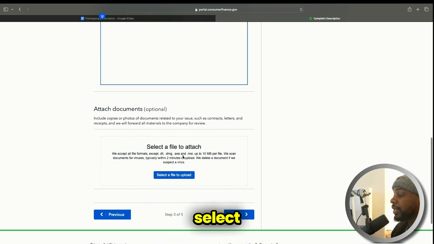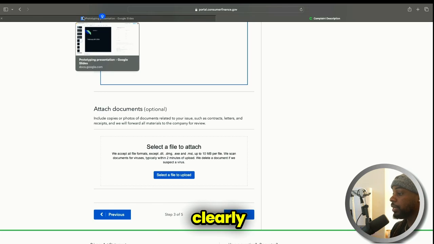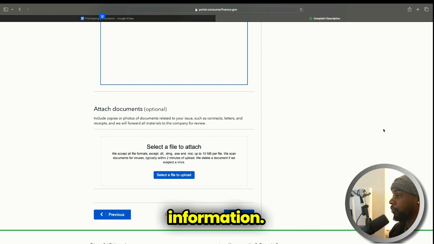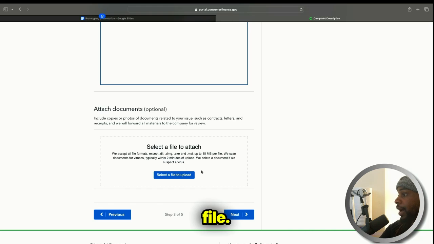Here, where it says select and attach a document, you're going to use the following. You are going to add the screenshot that I just showed you that clearly lays out all the incorrect information. You're going to screenshot that. You're going to attach it as a file. You're going to add a picture of your driver's license. You're going to add a picture of your social security number or a second form of ID.